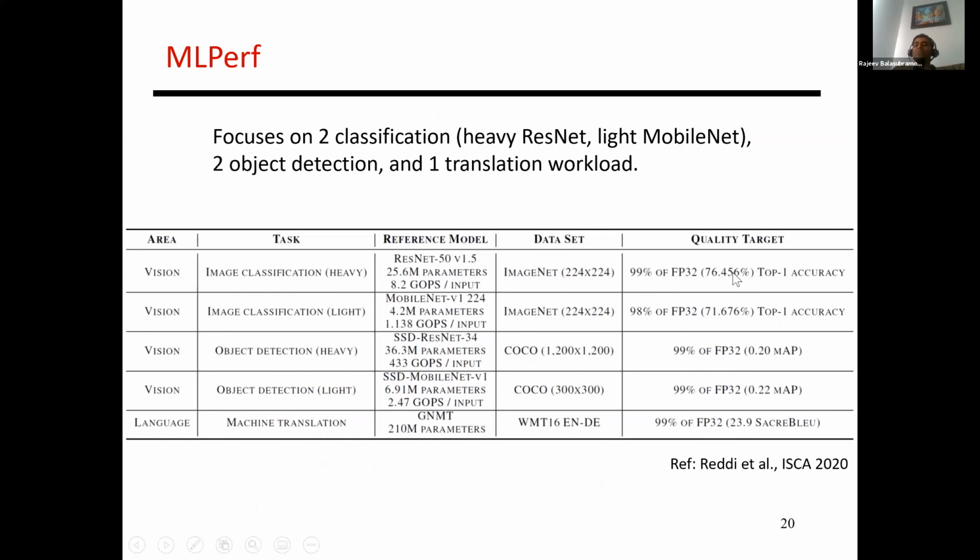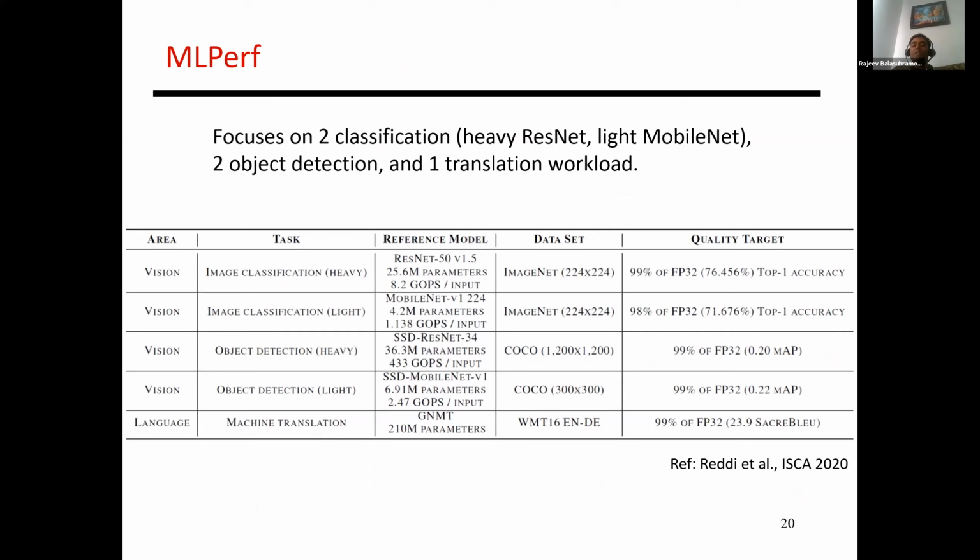So MLPerf is now being viewed as a benchmark suite that's representative. When you come up with a new architecture, you have to test it out on different workloads. You don't have to test it out on every single workload, right? So the folks at MLPerf have done an analysis to show that testing your network or your architecture on some of these workloads is usually enough.